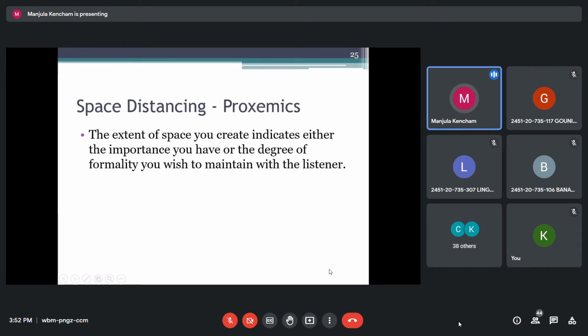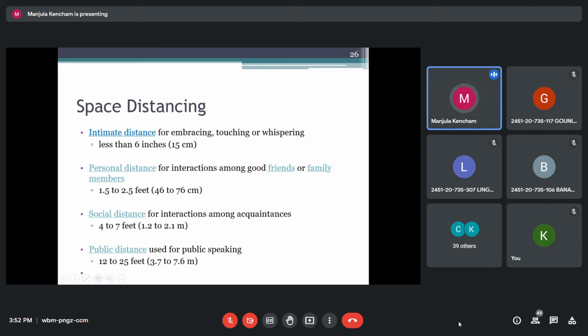It indicates whether a person is able to get his or her message across by maintaining the right kind of distance, because it also helps the speaker to establish a rapport. And depending on the mode of the presentation and the purpose of presentation, he could use a social distance or a personal distance. 46 to 76 centimeters, 1.5 to 2.5 feet, or 4 to 7 feet. So, depending on the purpose of his presentation.